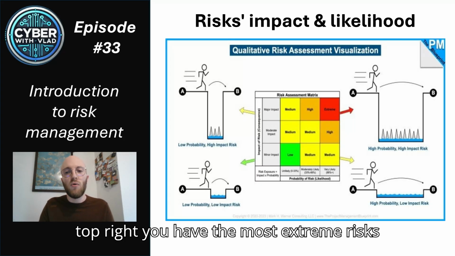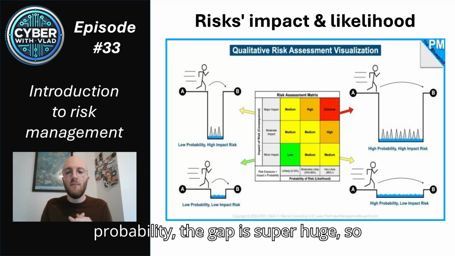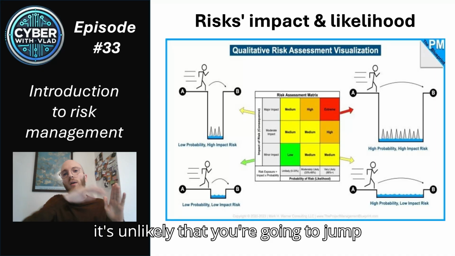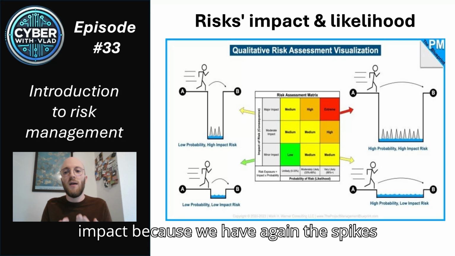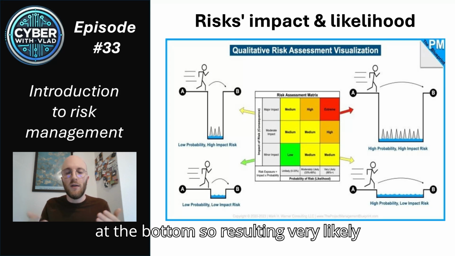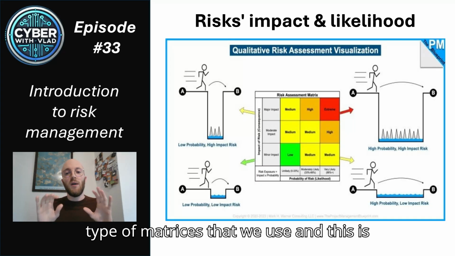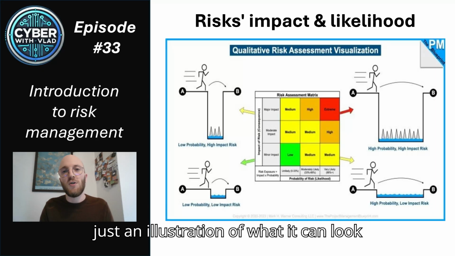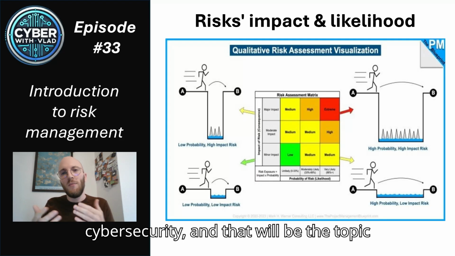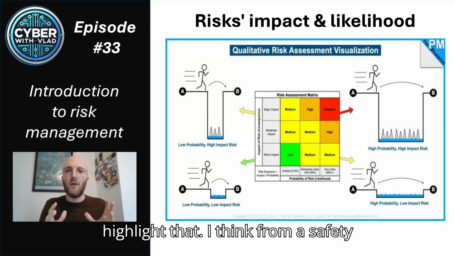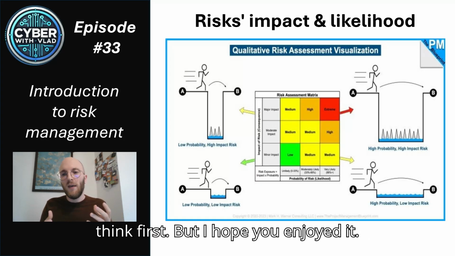And finally, at the top right, you have the most extreme risks that is depicted here because it's a high probability. The gap is super huge, so it's unlikely that you are going to jump to the opposite end. And it's a high impact because we have, again, the spikes at the bottom, so resulting very likely in very high injuries. So this is the type of matrices that we use, and this is just an illustration of what it can look like. Of course, you can apply that to cybersecurity, and that will be the topic of the next video. I just wanted to highlight that. I think from a safety standpoint, that's perhaps what people think first.